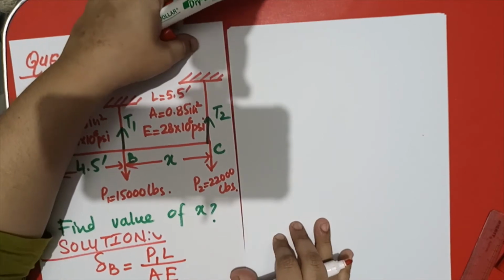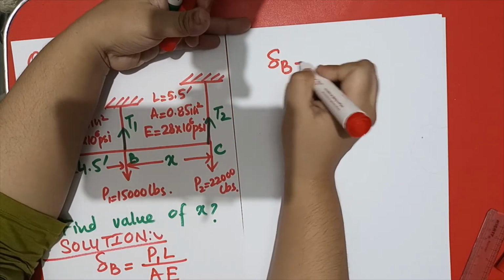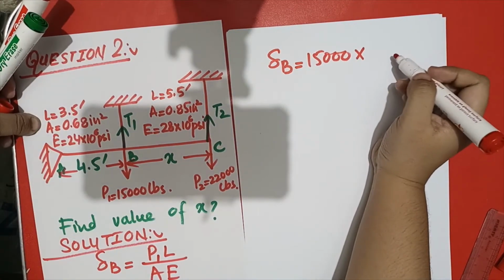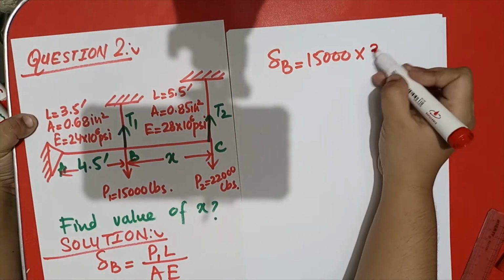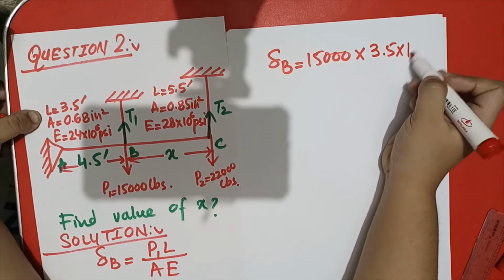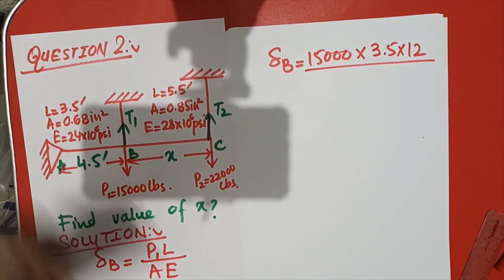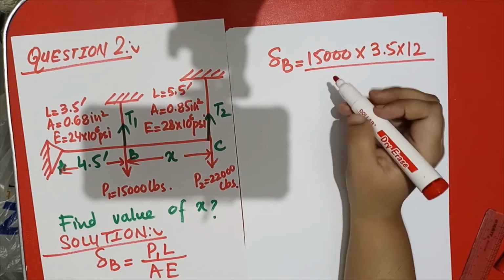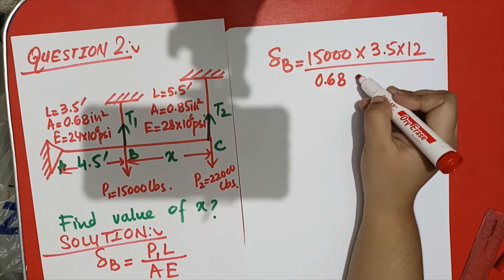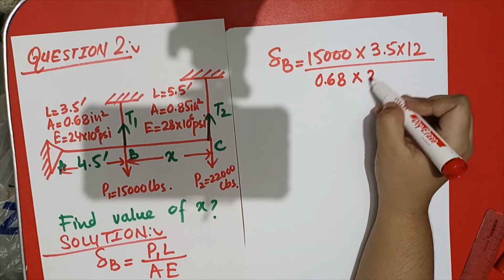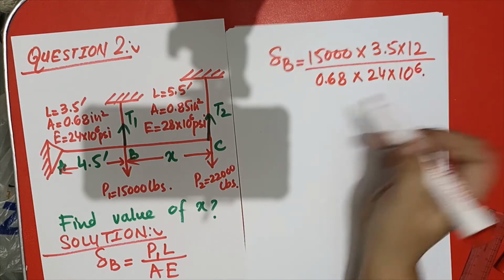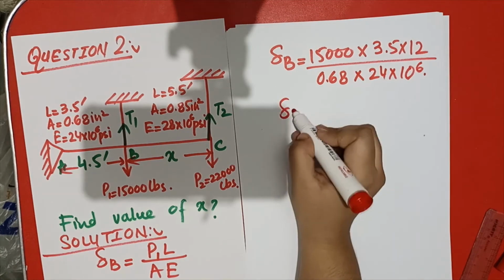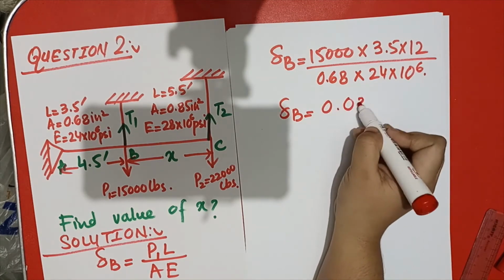So let's start. Delta B is equal to 15,000 pounds multiplied by L, which is given to you as 3.5 feet. This is 3.5 into 12, so you will convert it into inches. The next step is to put the value of area 0.68 inches square, multiplied by E, 24 into 10 to the power 6. So Delta B comes out to be 0.038 inches square.